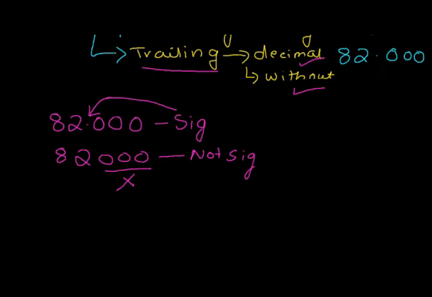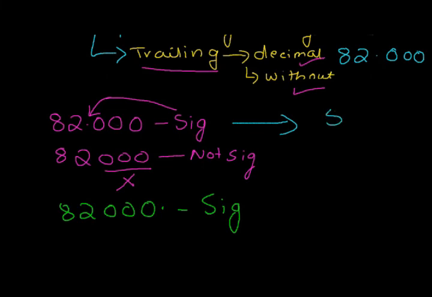Now there can be another situation. The same thing, 82,000 can be written with a decimal point at the end. So whenever there is decimal point, these zeros, the trailing zeros, are definitely significant. So in this case, there were total of 1, 2, 3, 4, 5 significant figures. In this case, these three will not be significant, hence there are only 2 significant figures. And in this case, since there is a decimal point, the trailing zeros will be considered as significant figures, and there are a total of 5 significant figures again.